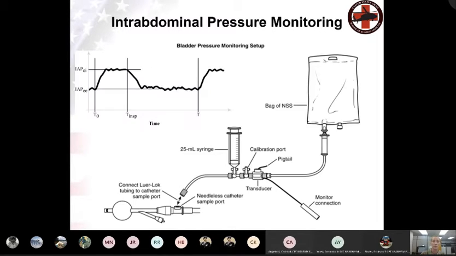Now, when we talk about this setup, Captain Wynn, have you ever done abdominal pressure monitoring?